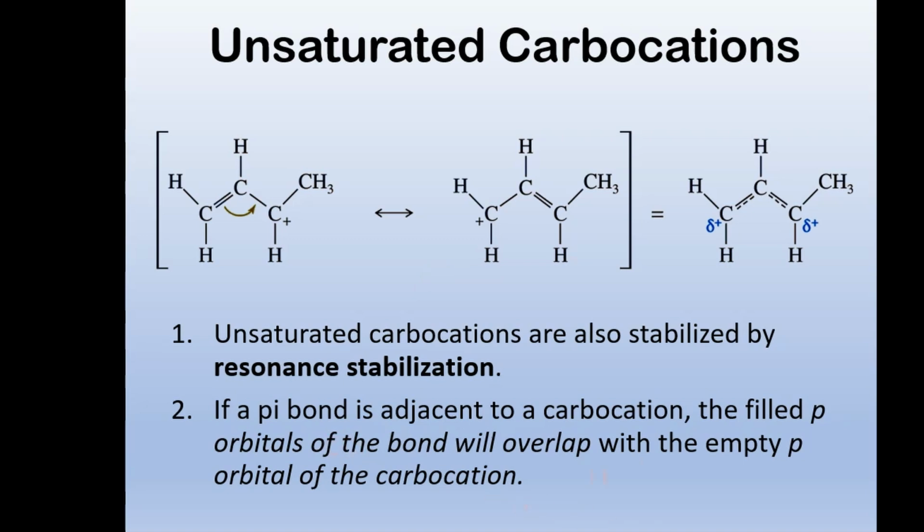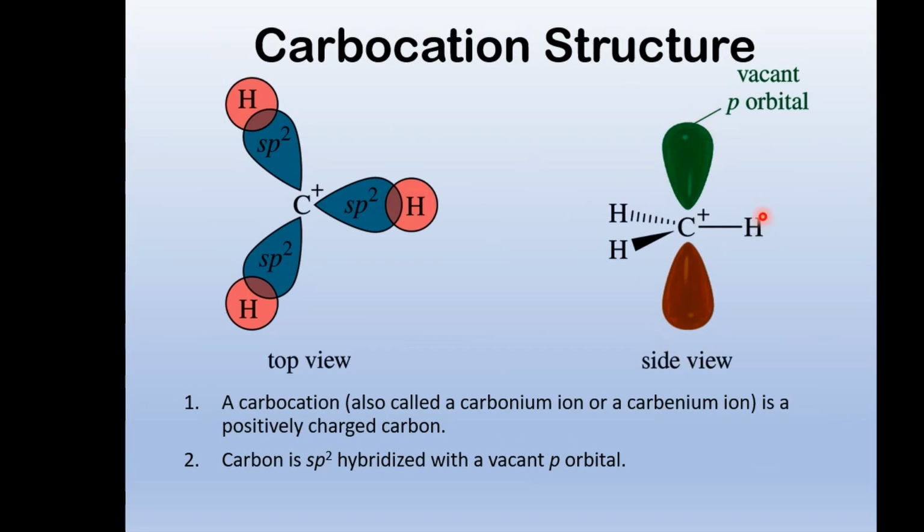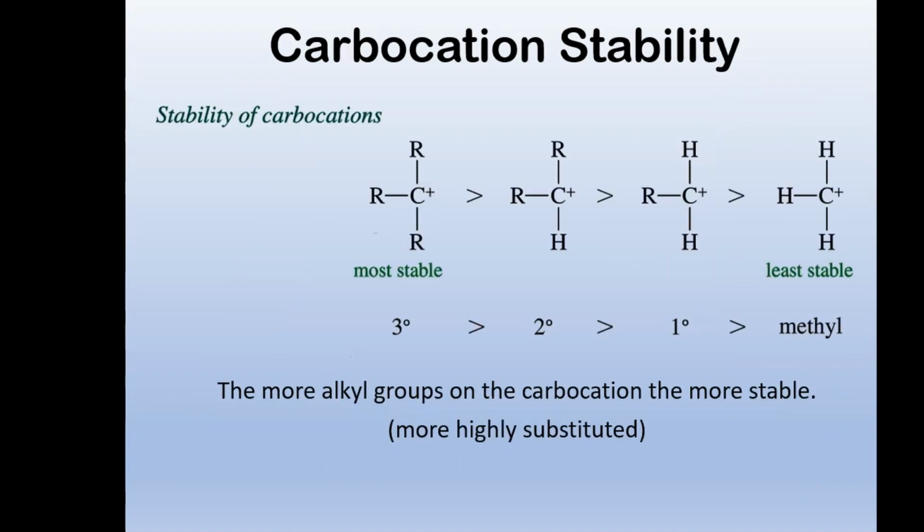If a pi bond is adjacent to the carbocation, the filled p orbitals of the pi bond will overlap with the empty p orbital of the carbocation, and that allows those double bonds to shift. So here's this empty orbital. If you imagine a carbon out here in the double bond, and the double bond being formed by that parallel overlap of the p orbitals, you can see they're all kind of what we might say conjugated.